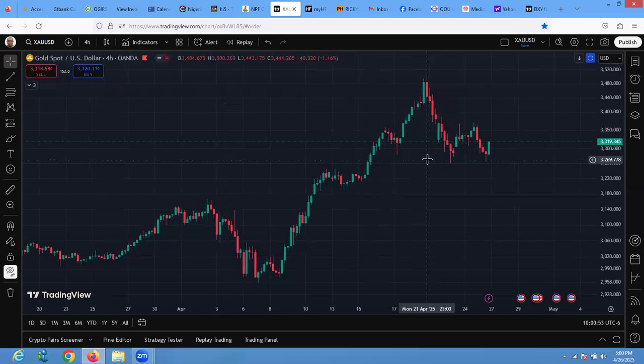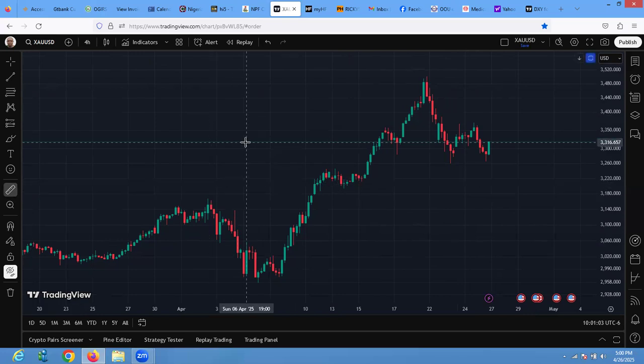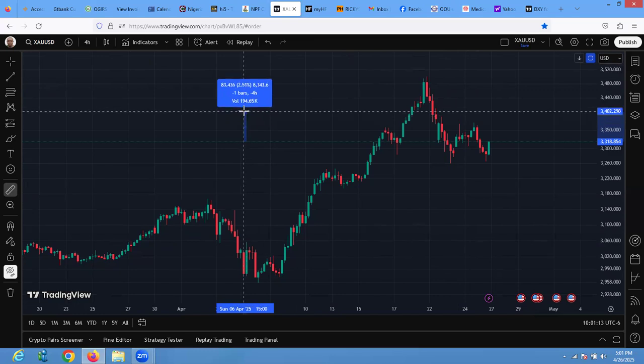So it's not yet time for you to sell. If you are selling from here, it's going to hurt you. This thing looks like, even from the current retracement now, it may still pull up for about 500 to 700 pips to the upside before we come to the downside.